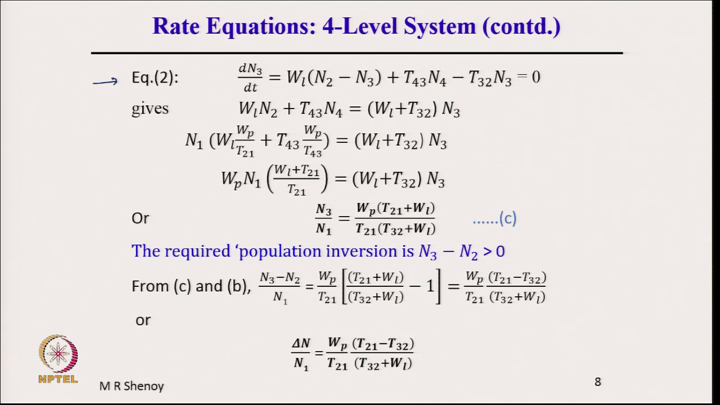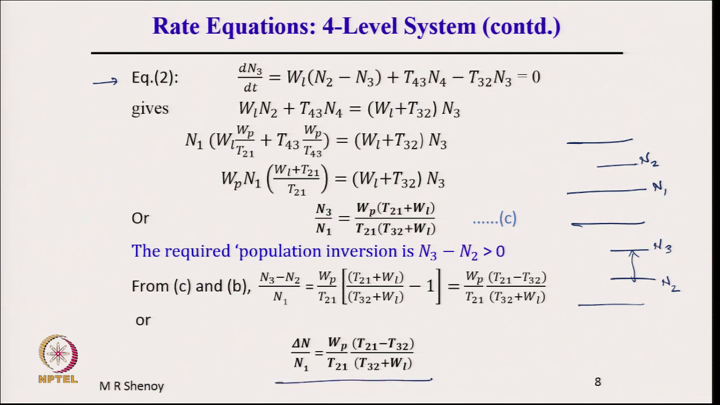In the 3 level system, we called N2 minus N1 as delta n. In the 4 level system, we call N3 minus N2 as delta n, because delta n here represents the extent of inversion, the magnitude of inversion. So, N3 minus N2 by N1 is equal to this expression. So, we have got the expression here.